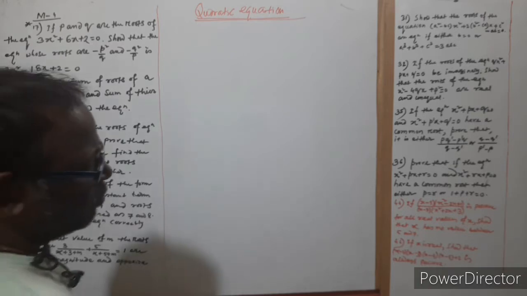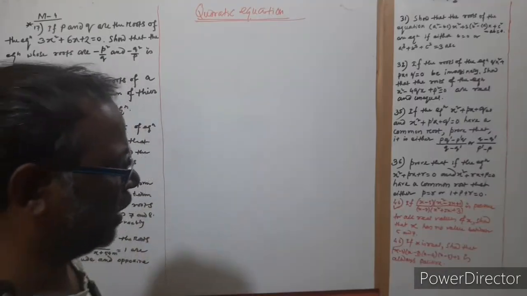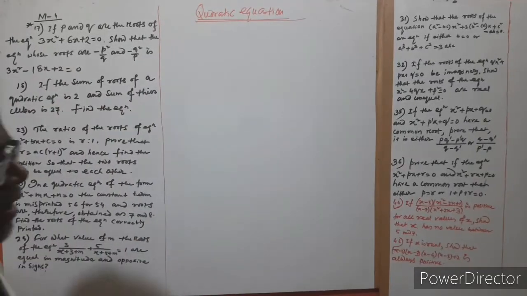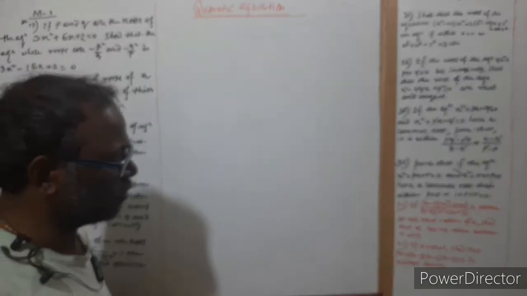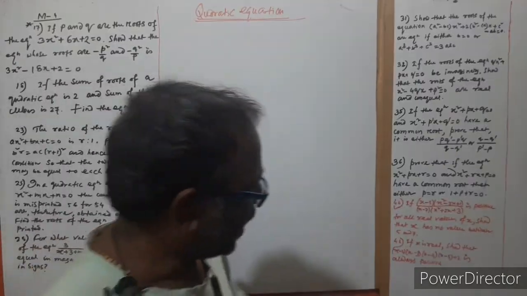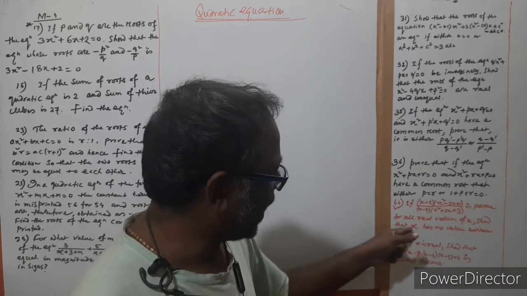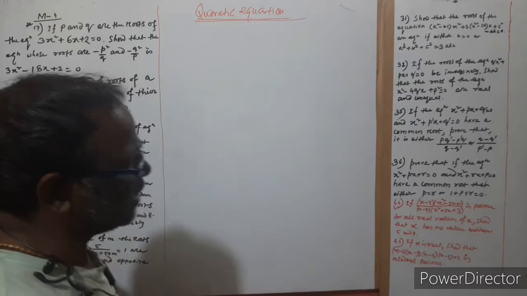Now, first we have to discuss this point, and that is number 44. These 8 problems are taken from the book of I.S.C, and this is the second marks section. The question number 44 is that this expression is positive for all real values of x, so that x has no values between 5 and 7.